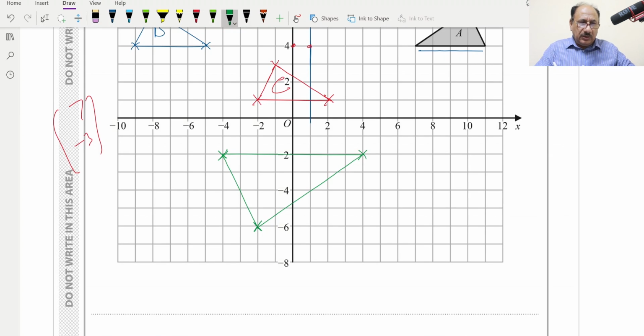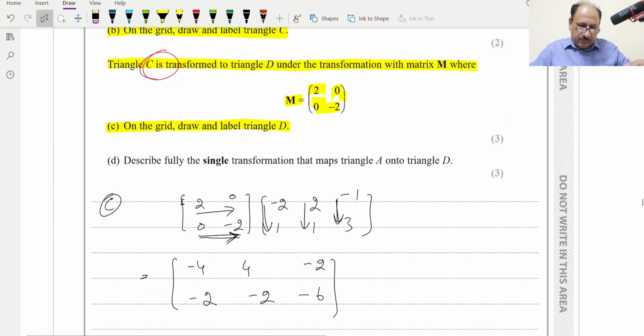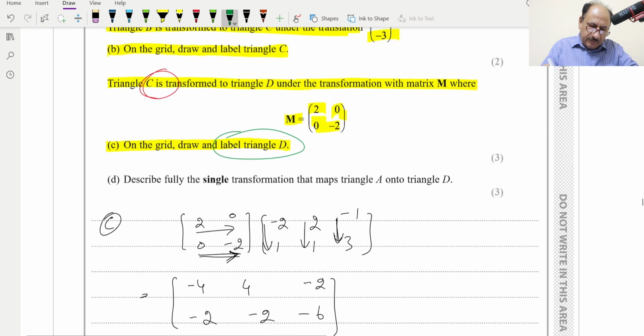this is the triangle, and we have to label this triangle as D, so we will be labeling this as D. We are done with this. We have labeled this one as D. Now, next part is D part. Describe fully a single transformation that maps triangle A onto triangle D.